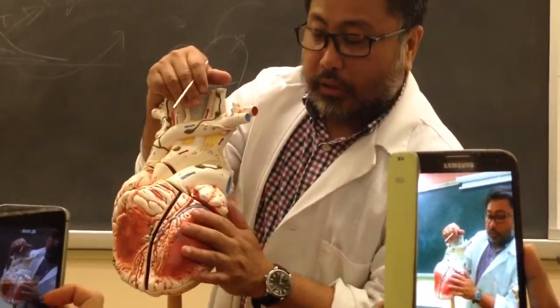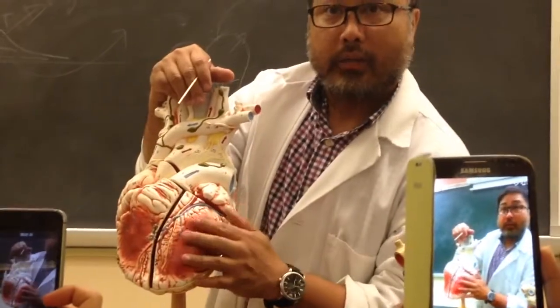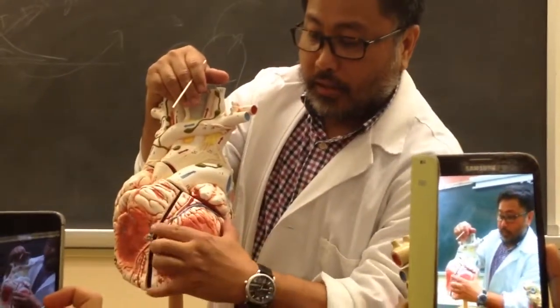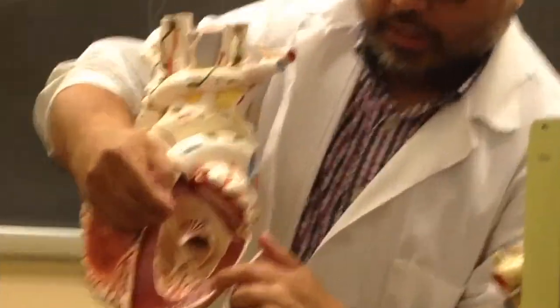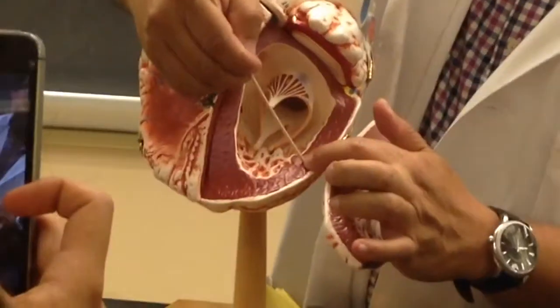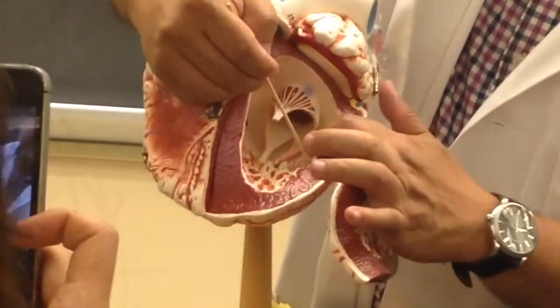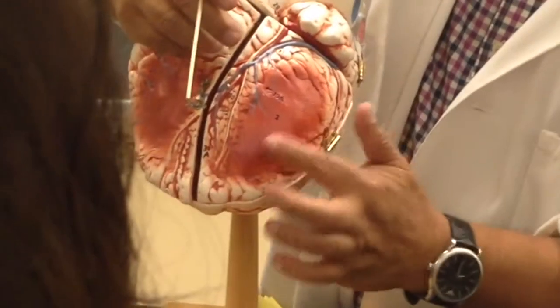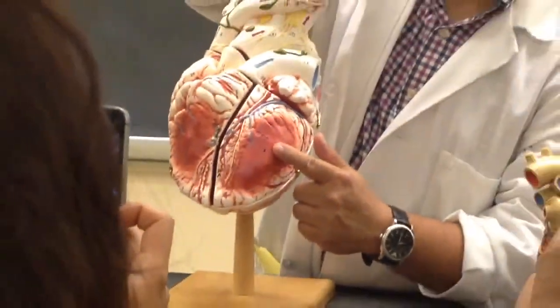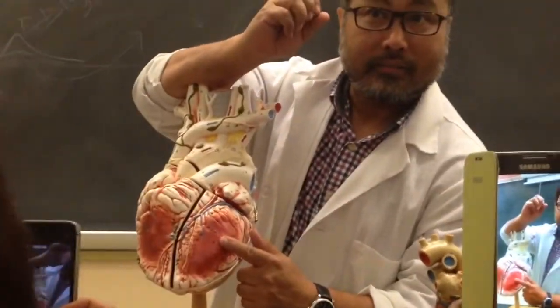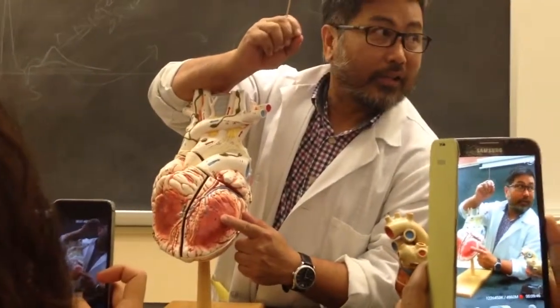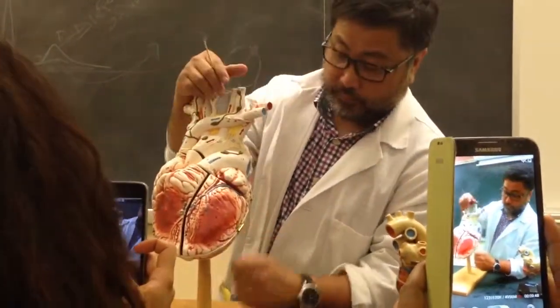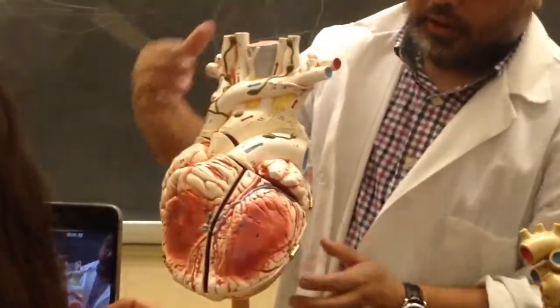The heart has three layers, right? The thick muscular layer here is known as your myocardium. This is your endocardium, and this is known as your epicardium, also known as the visceral layer of the pericardium. Very nice.